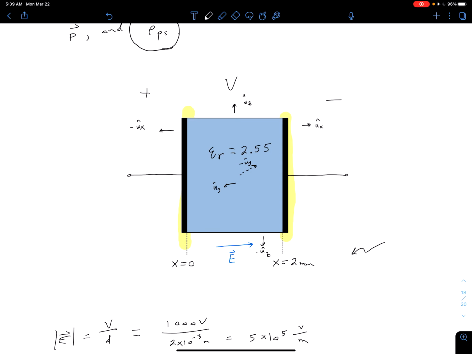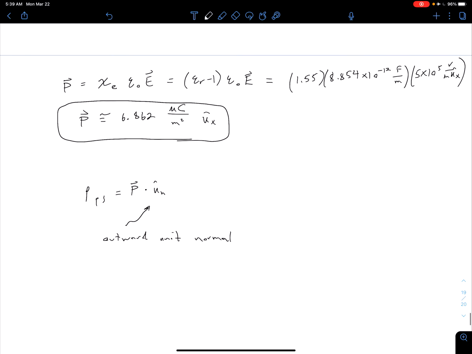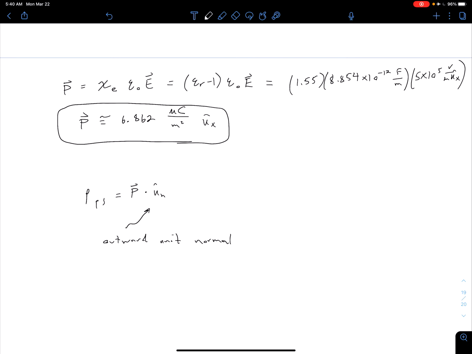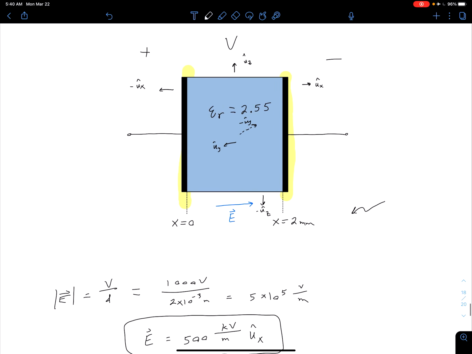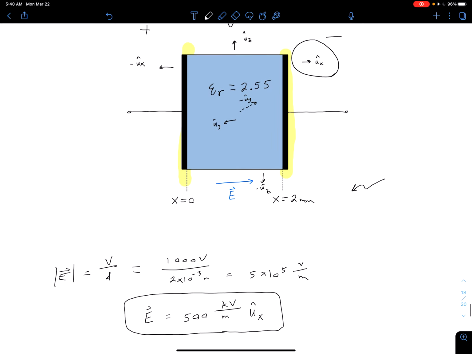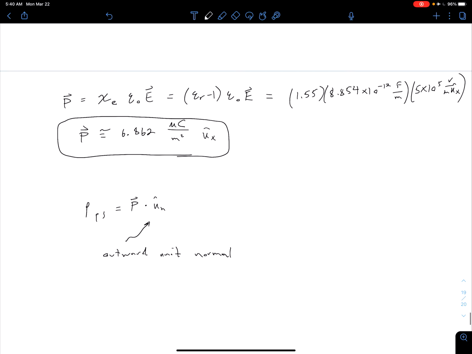Now for any of the other 4, for our z or y directions, if we have u of z or u of y dotted with our polarization, which is in the x direction, that's going to result in 0. So the only 2 places that we have non-zero bound surface charge density are on our x and negative x directions. So let's focus on this one, the surface at x equals 2 millimeters.